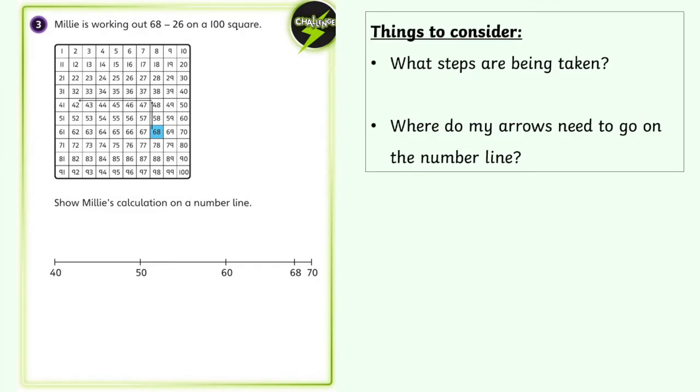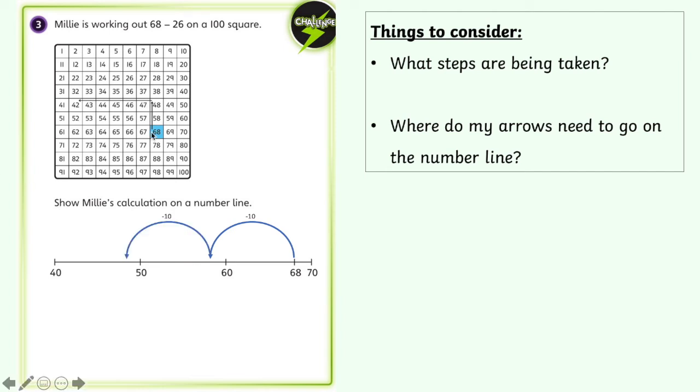Hopefully you've drawn out that calculation on a number line then, showing what Millie did with her 100 square. Let's see what we need to do. We're starting on 68 and we need to take away 26. So first we're going to do 2 hops of 10. 68 take away 10 gets us to 58. Take away another 10 gets us to 48.